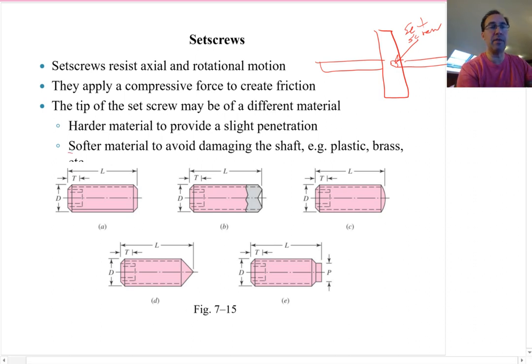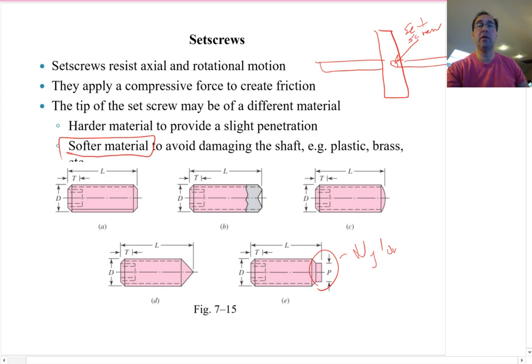Mostly I've used a softer material to avoid damaging the shaft. The shaft, again, could have a fatigue failure scenario, so the last thing you want to do is put a scratch on the surface. So for these tips, I've used a lot of nylon and brass. Those are, I think, the two most common soft tip set screws. They let you really tighten them down without marking up the shaft.